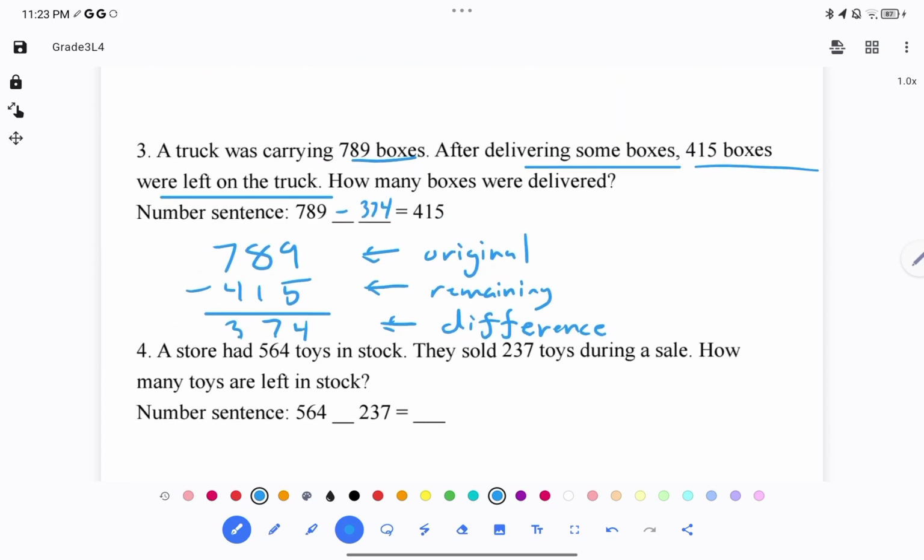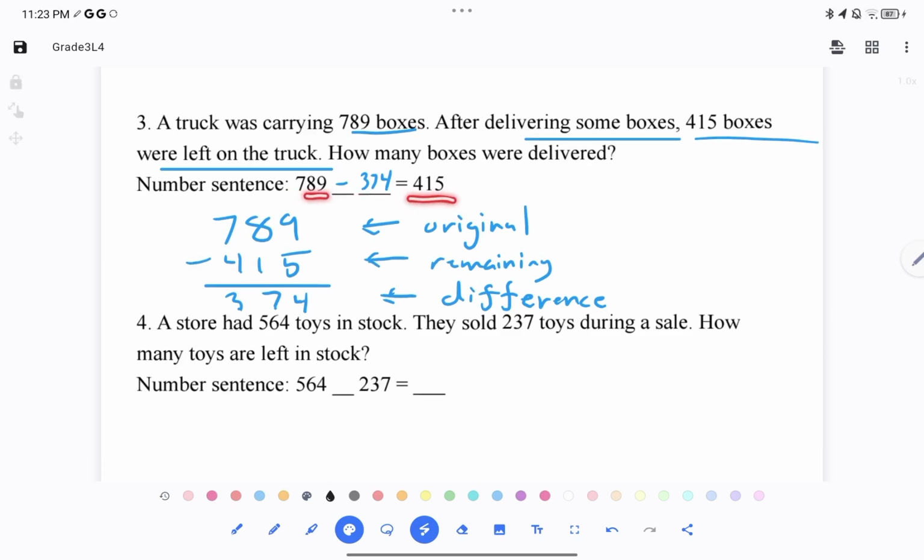Because we find that after some number of boxes, which is the difference between the original and the remaining, so after delivering 374 boxes, we have 415 boxes left over. And that's our expression. 789 minus 374 is equal to 415.